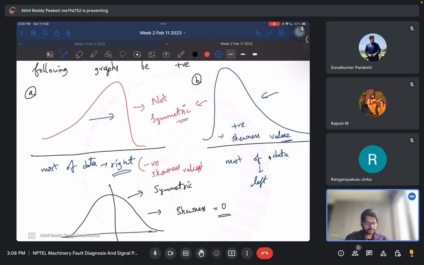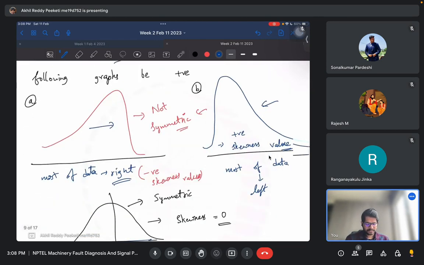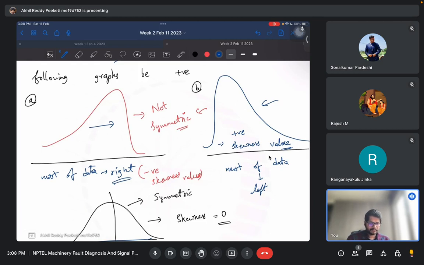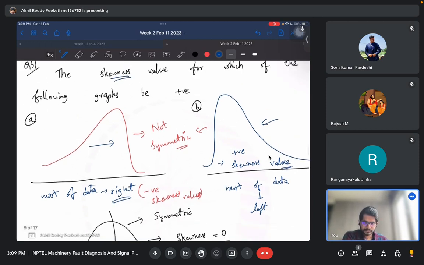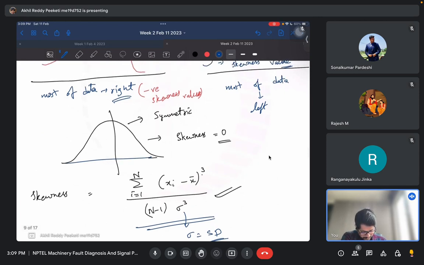So based on the skewness, you can comment on the shape of the distribution. If the skewness is higher in magnitude, it means it is more and more skewed to one side; positive means it is skewed to the left, and negative means it is skewed towards the right. This is how you can estimate the exact skewness for a given data set, and sigma is the standard deviation which you have seen in the earlier case. And here if you notice, the order is 3.